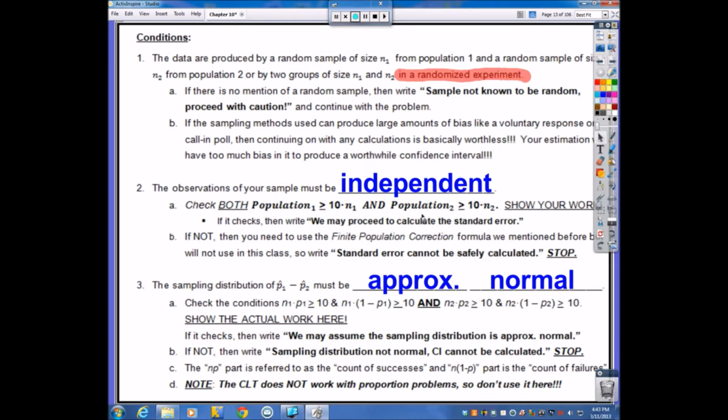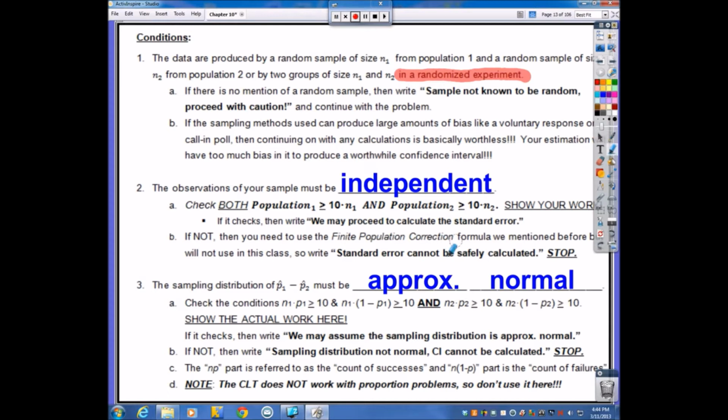So you're going to have to use the population as at least 10 times your sample size in both samples. You're still going to have to check to see if it's approximately normal or not. So you're going to have to do the n times p and the n times 1 minus p, both greater than or equal to 10 for both samples. And it's got to work for all 4 of these for it to work. If one of these is not greater than or equal to 10, then all you simply have to say is sampling distribution not normal, confidence interval may not be calculated.